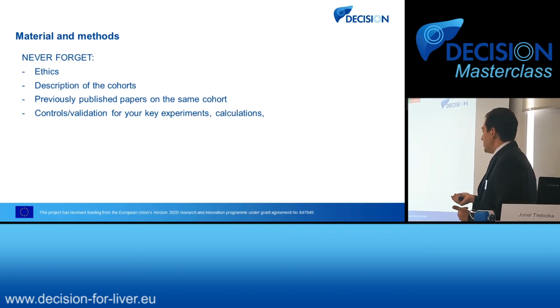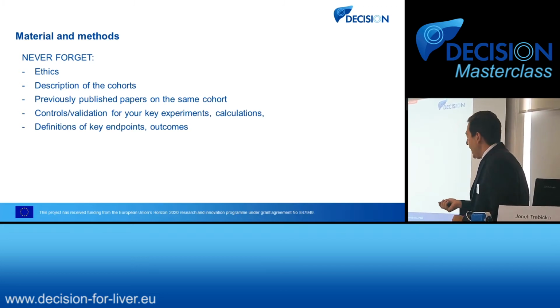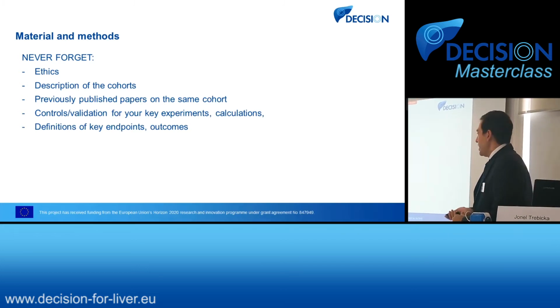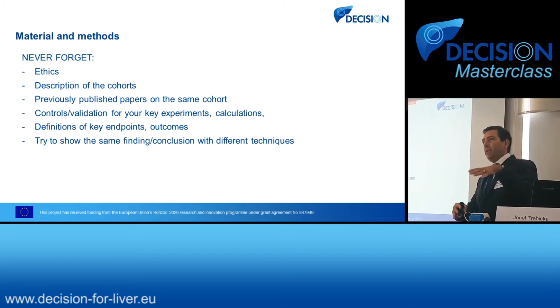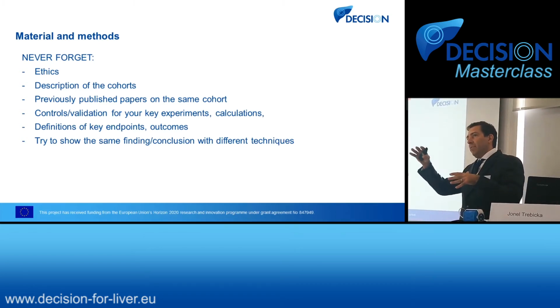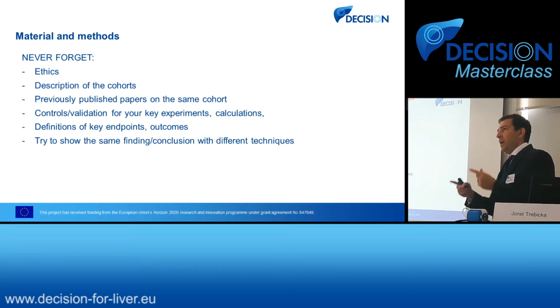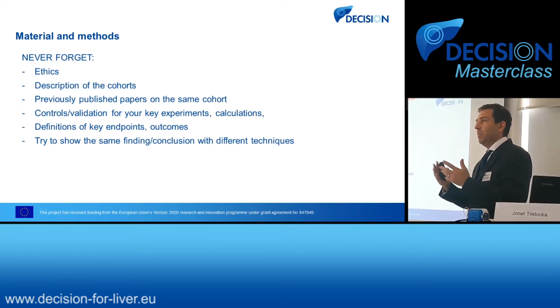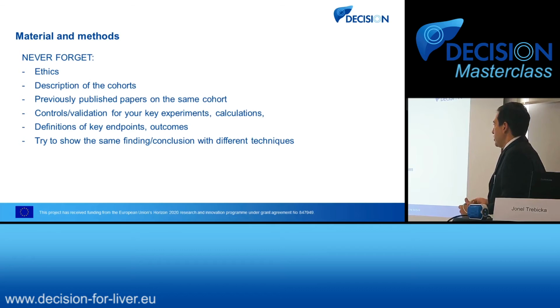Cause validation for your key experiments and calculations are important; say how you do it. Definition of the key endpoints and outcomes: this is the place where you have to define them. And try to show the same findings and conclusions with different techniques. For example, you show it on the protein level, the RNA level, and with stainings. So you show the same thing on different levels. Then your data are more solid than if you have only one marker that is high in serum, but not in plasma, for example.